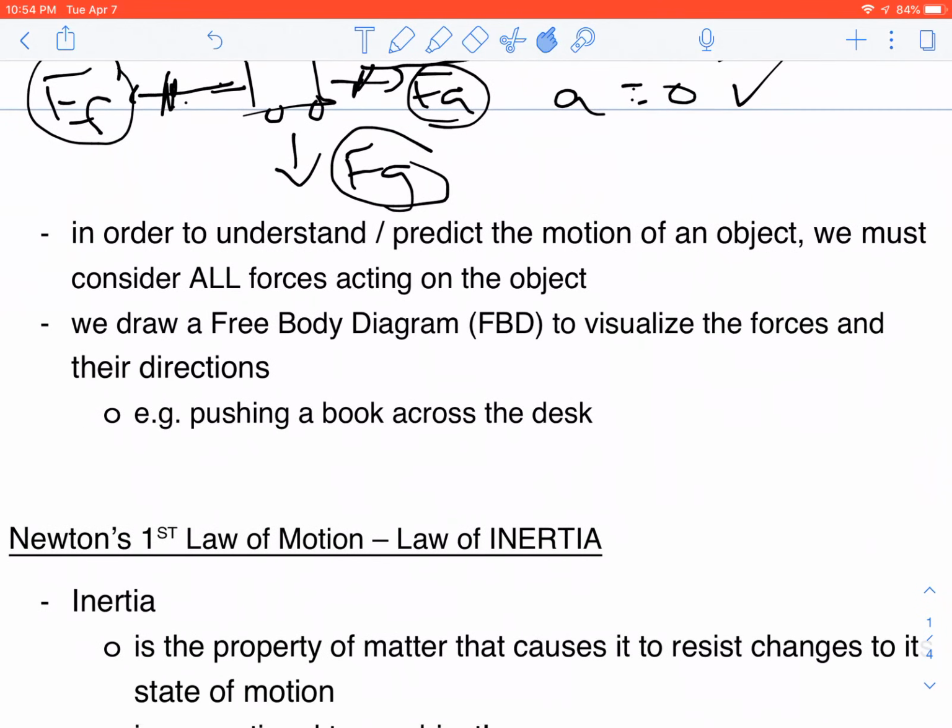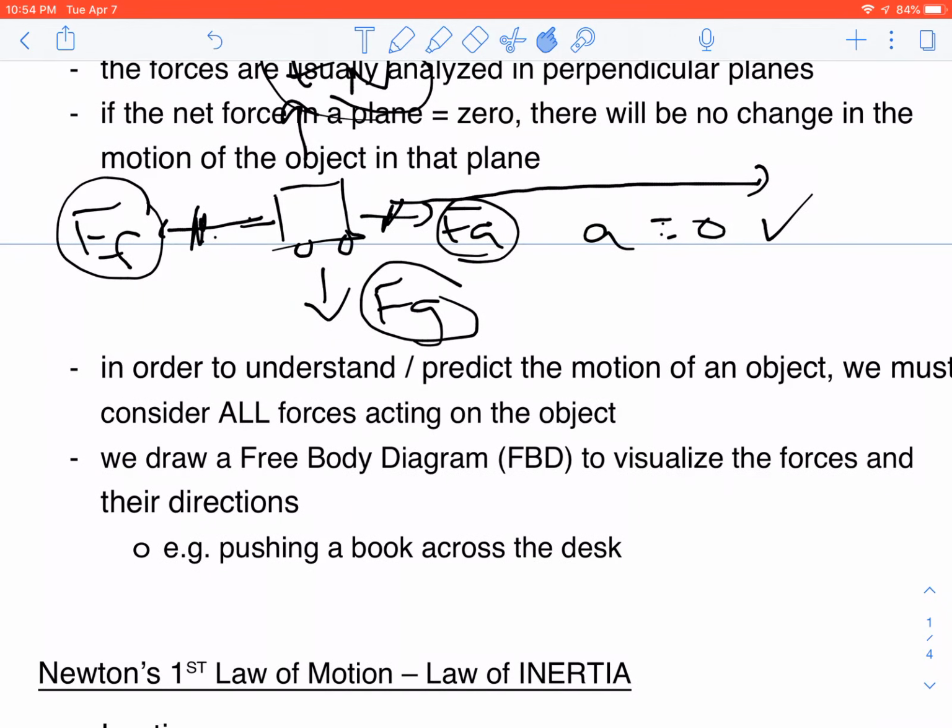So in order to understand what's going on with all objects in the next month or so, say 3 weeks anyway, we're going to be drawing a lot of these free body diagrams. And what they do is they allow us to visualize the forces that are being applied to the object. I don't care what's causing the forces. All I care about is indicating what are the directions of the forces. 1, 2, 3, 4 forces in 4 directions, and what directions are the forces.